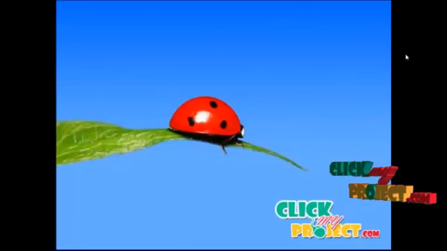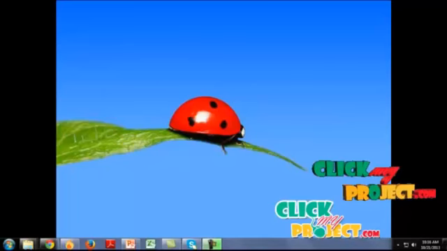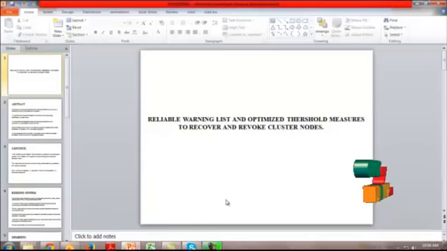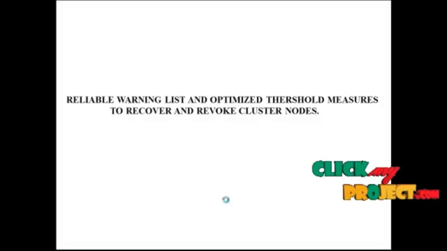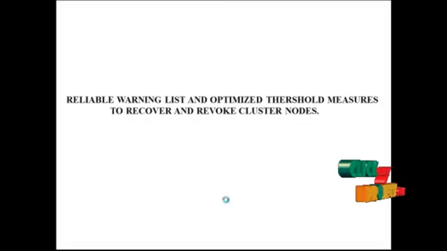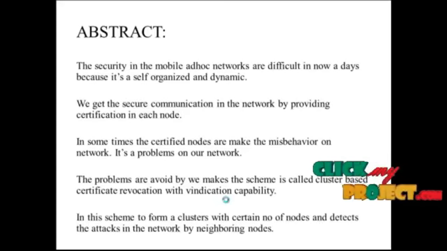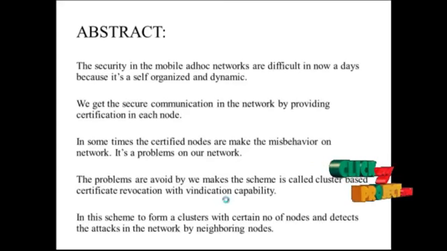Abstract. Our project title is Reliable Warning List and Optimized Threshold Measures to Recover and Revoke Cluster Nodes. The abstract explains the overall process and procedure of our project. Here we are going to see the basic things of the project.